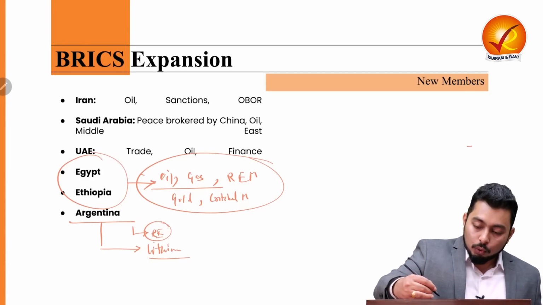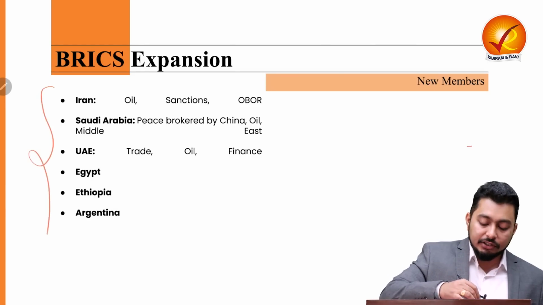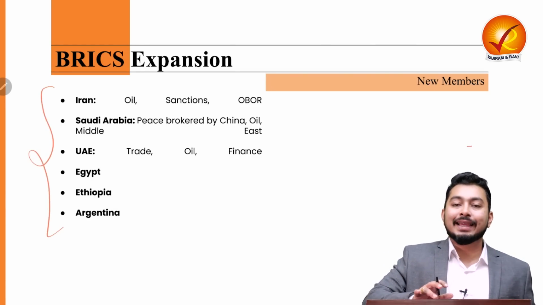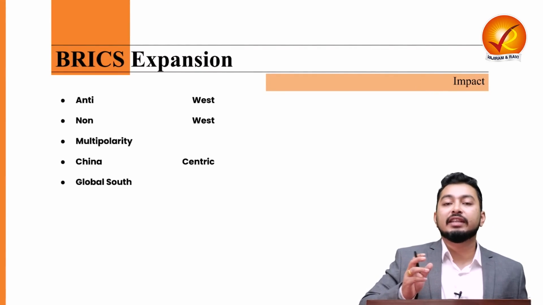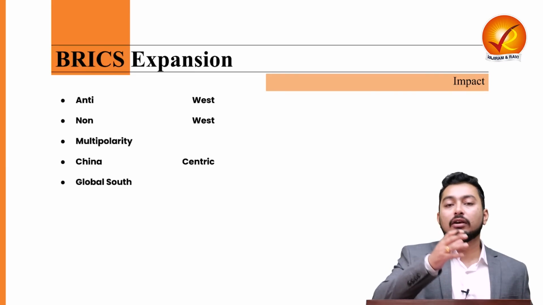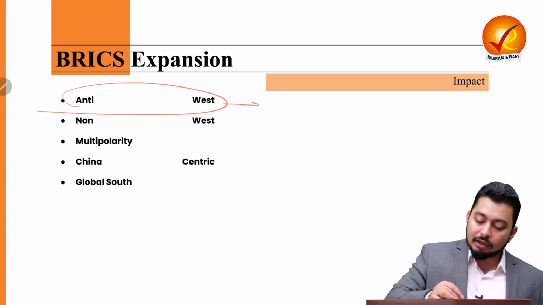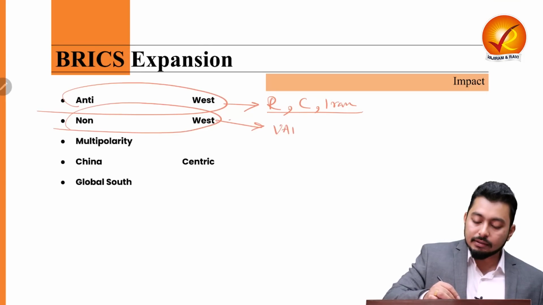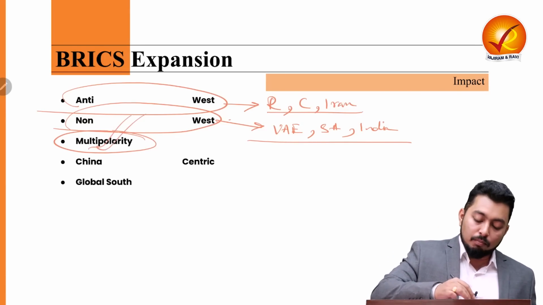So what do we see here? We see that a lot of non-West countries, like-minded countries who wish to grow and who wish to get out of the Western embrace, or want to hedge against the Western embrace of the dollar and the dollar-dominated world economy. So it is anti-West for Russia, for China, for Iran. And it is non-West for, let's say, UAE, Saudi Arabia, as well as for India, while it is also a hedge to create a multipolar world.